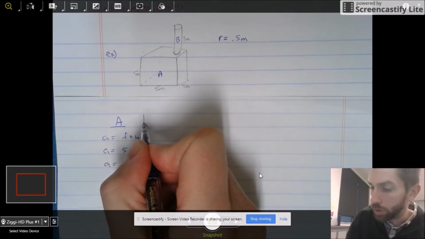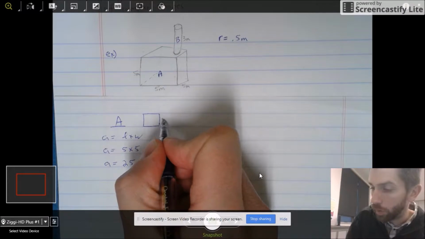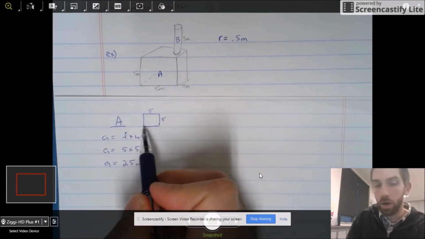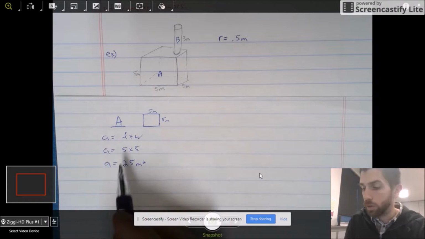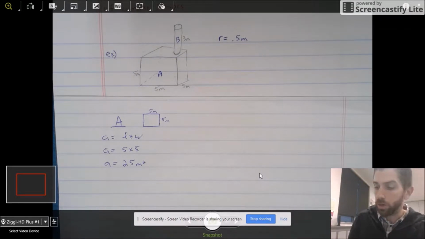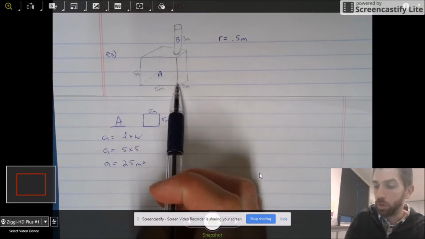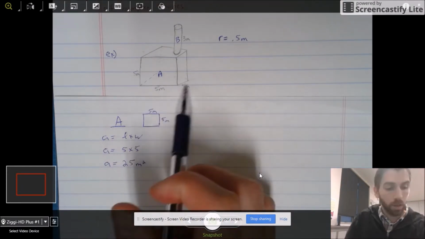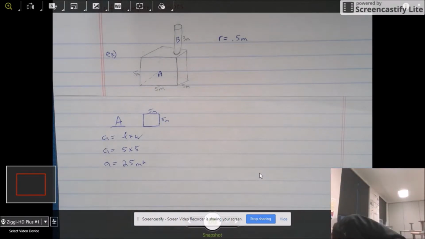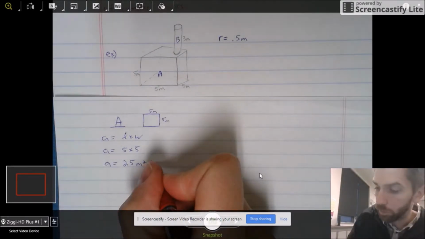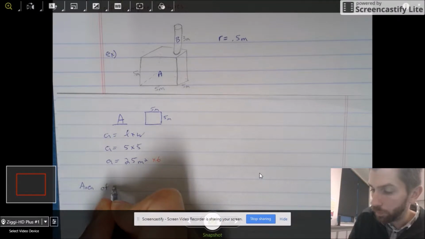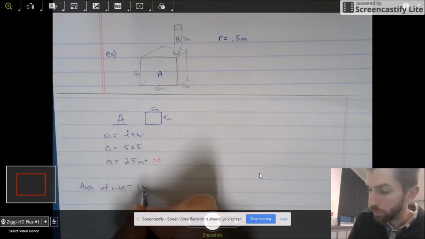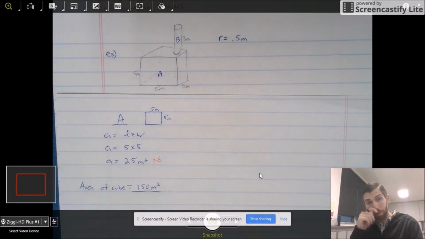Sometimes I like to redraw the picture just to have it, if you wanted to add that in, so you know that one square of your cube is 5 by 5 meters. Okay. So if my length and my width are 5 and 5, that gives me 25 meters squared. Now, there are six faces on a cube. So in order to find the surface area of this entire cube, I need to multiply that answer times 6. So my area of the cube is 150 meters squared. So that's part of my answer.